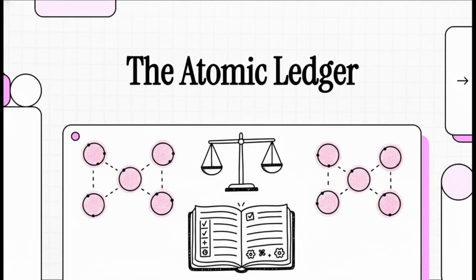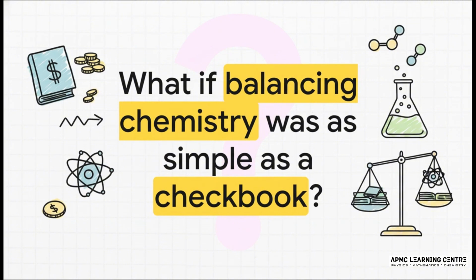Today, we're going to crack one of the most fundamental skills in all of chemistry, balancing equations. And you know what? We're going to do it by forgetting all the complex chemistry stuff for a minute and instead thinking like an accountant. Welcome to the atomic ledger. Okay, let's just dive right in.